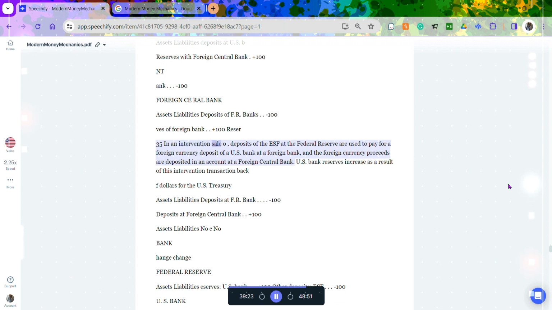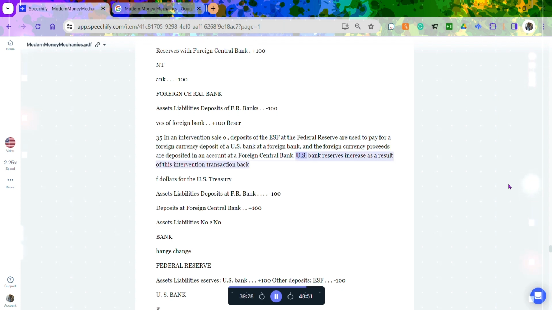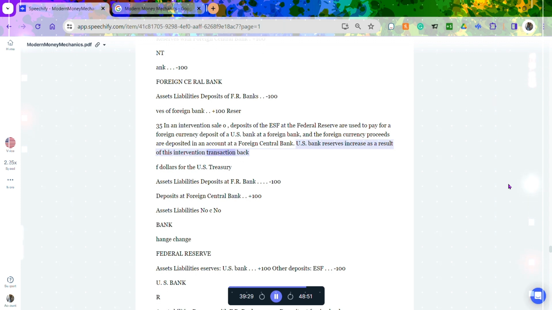35. In an intervention sale, deposits of the ESF at the Federal Reserve are used to pay for a foreign currency deposit of a U.S. bank at a foreign bank, and the foreign currency proceeds are deposited in an account at a foreign central bank. U.S. bank reserves increase as a result of this intervention transaction.